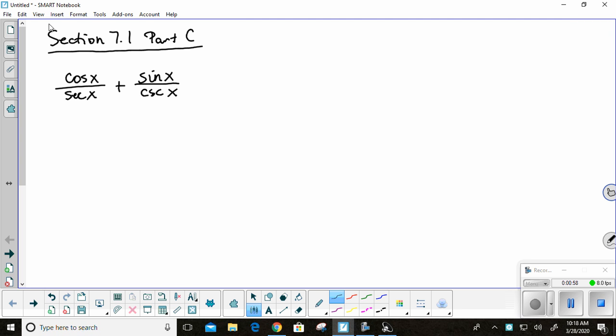Now, just like I said in the previous recordings, we really need to rewrite each trig function that we can in terms of sine and cosine, and then try to reduce everything. So secant, remember, is 1 over cosine, and cosecant is 1 over sine. So we're going to have a little complex fraction on both sides here.